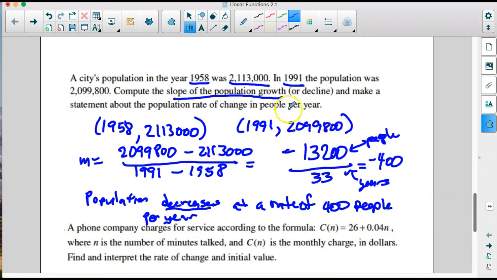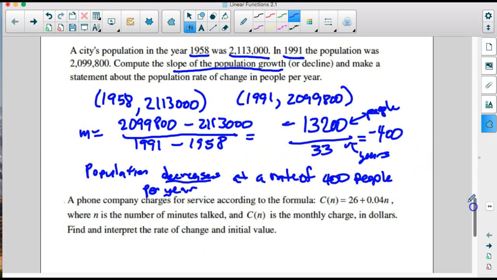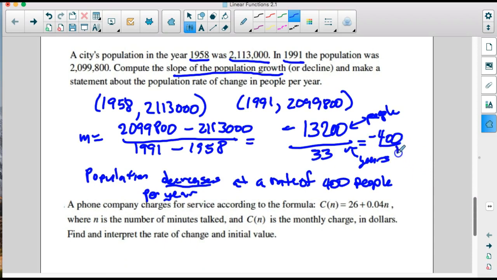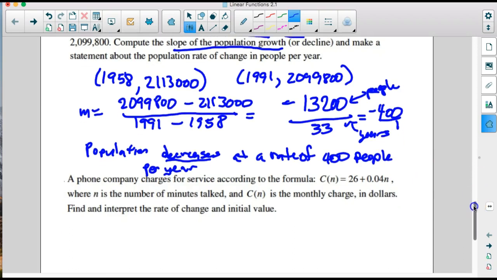And it gives you the thing saying it wants people per year. So it's decreasing at 400 people every year because that's what we found out. When we reduced it, we would reduce it and get 1 on the bottom. So that would be per year. Okay, moving on to the next example.